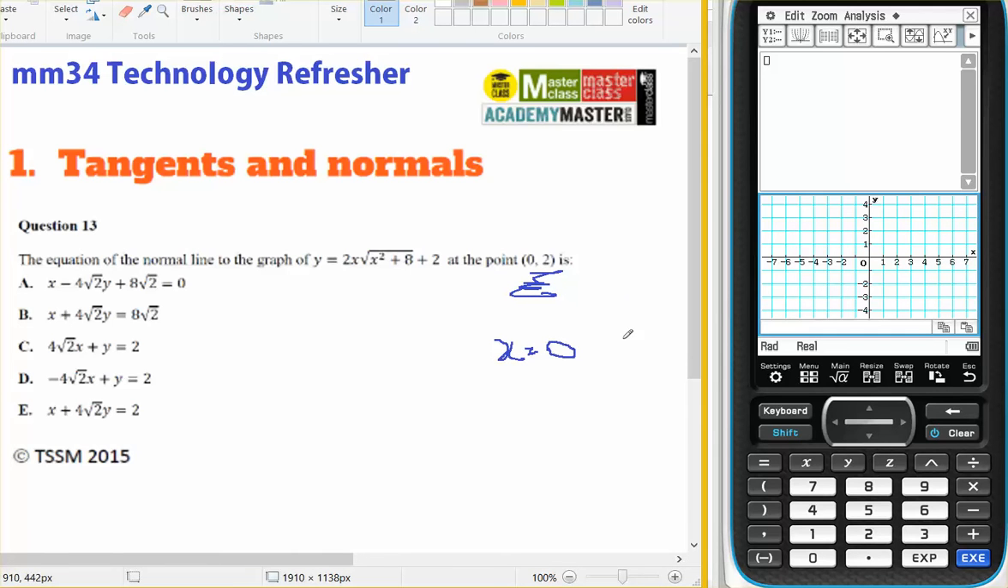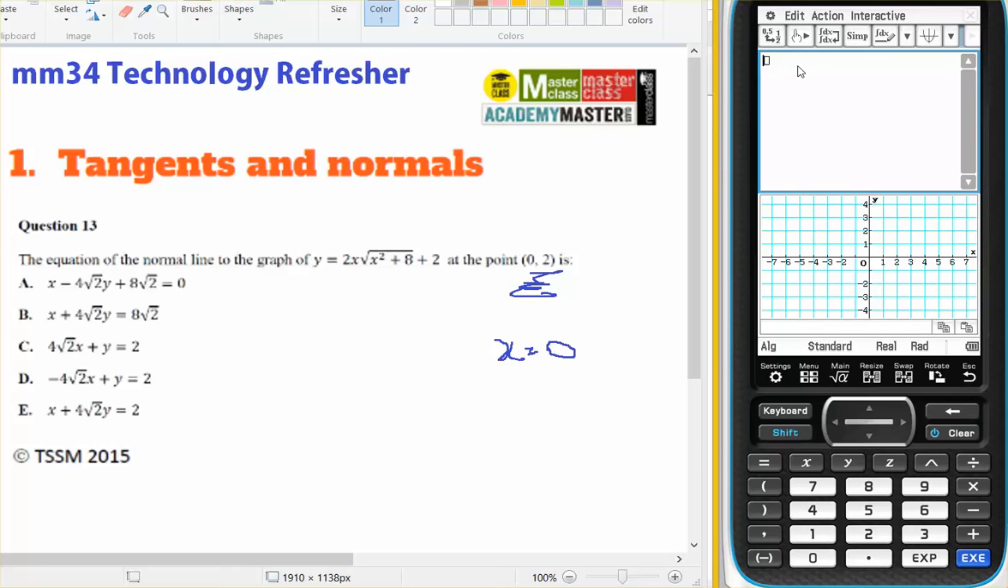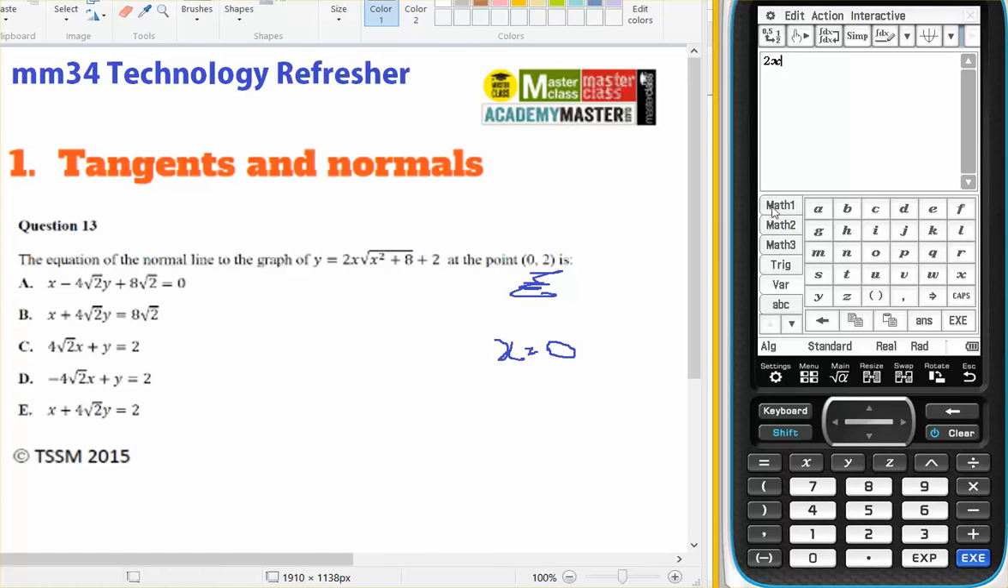I can use graphs and tables, but then I won't get exact answers, and obviously this has got a square root. But I'll show you how I do it in graphs and tables. I've got 2x square root of x squared plus 8. They've deliberately set this up for you to make a mistake and put the plus 2 inside the square root sign, so be careful. Press XE and make sure that what you have is what you're after.